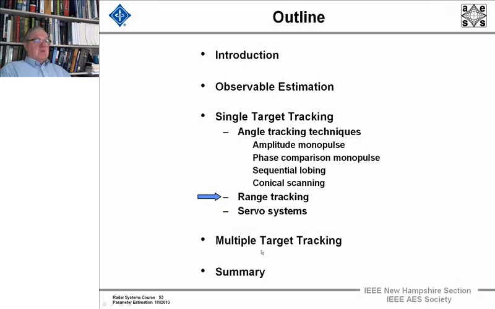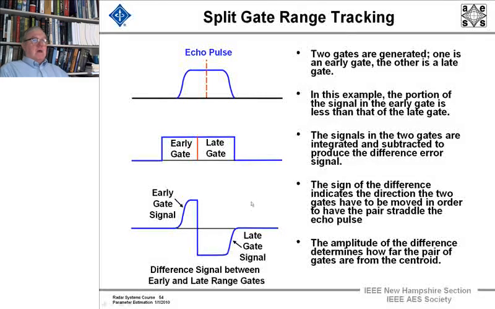Now we'll move on to range tracking. In earlier radars, before we dealt with A to D converters, the echo pulse would come back and we'd have a gating system set up so that we'd have a gate that would be divided into 2 gates, an early gate and a late gate. And this would move across till you had an echo pulse. This would be the noise level.